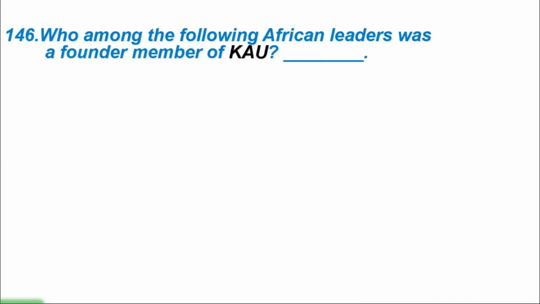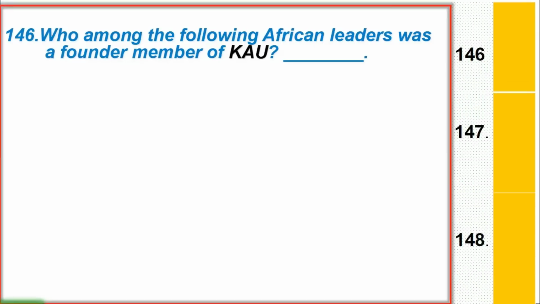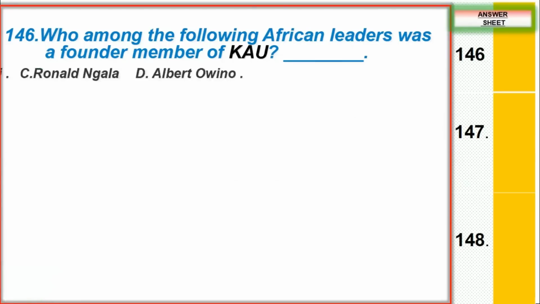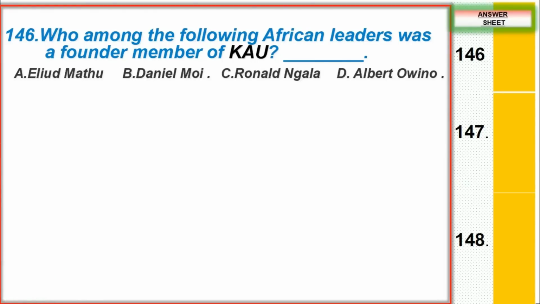Question 146. Who among the following African leaders was a founder member of the EAA? The choices are: Eliud Mathu, Daniel Moi, Ronald Ngala, Albert Owino. The correct answer should be Albert Owino. When the association was formed, the president was Harry Thuku and the secretary was Albert Owino, among other members.